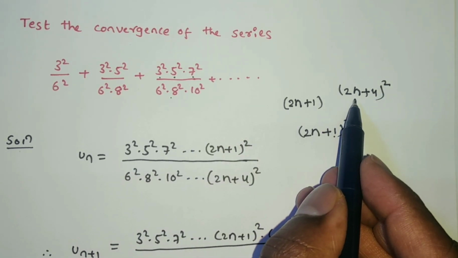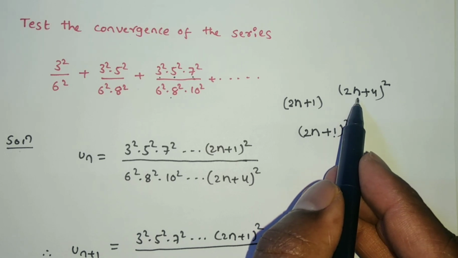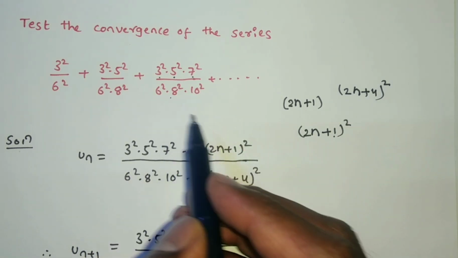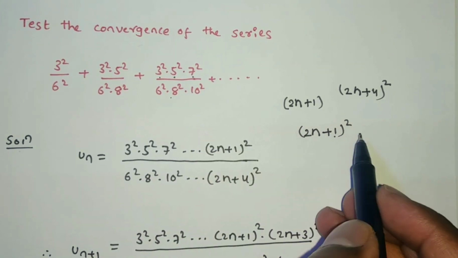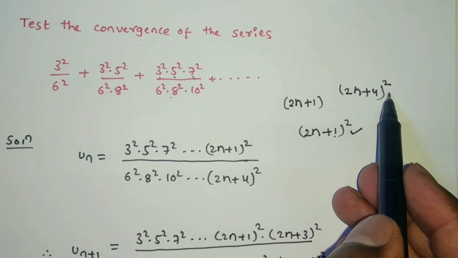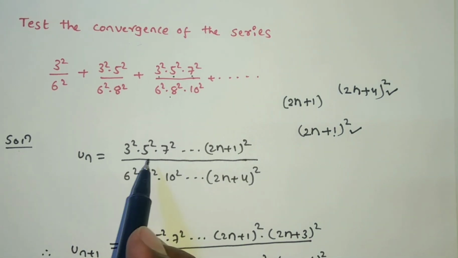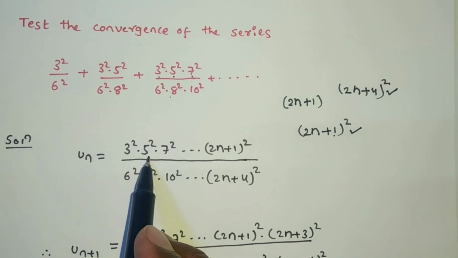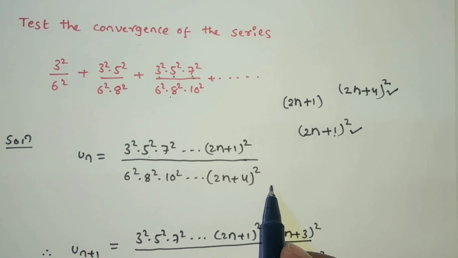Put n is equal to 3 here, and you will get the third term. n is equal to 3 means 6 plus 4, 10. 10 squared. Yes. So in the nth term we need to write in the numerator (2n plus 1) whole squared, and in the denominator (2n plus 4) whole squared. In each term the common difference is 2 in the numerator as well as in the denominator. So it is a repeated series form.